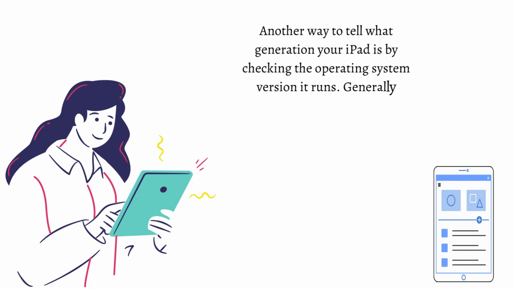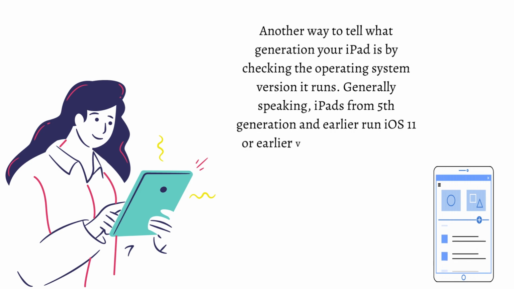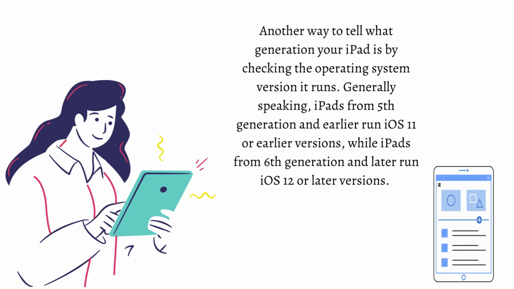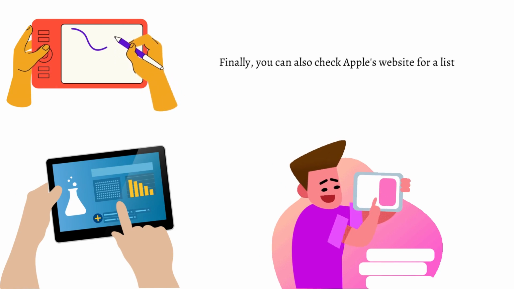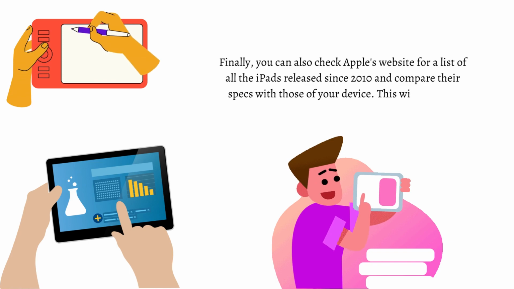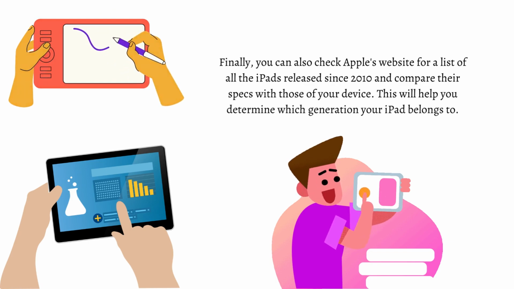Another way to tell what generation your iPad is, is by checking the operating system version it runs. Generally speaking, iPads from 5th generation and earlier run iOS 11 or earlier versions, while iPads from 6th generation and later run iOS 12 or later versions. Finally, you can also check Apple's website for a list of all the iPads released since 2010 and compare their specs with those of your device. This will help you determine which generation your iPad belongs to.